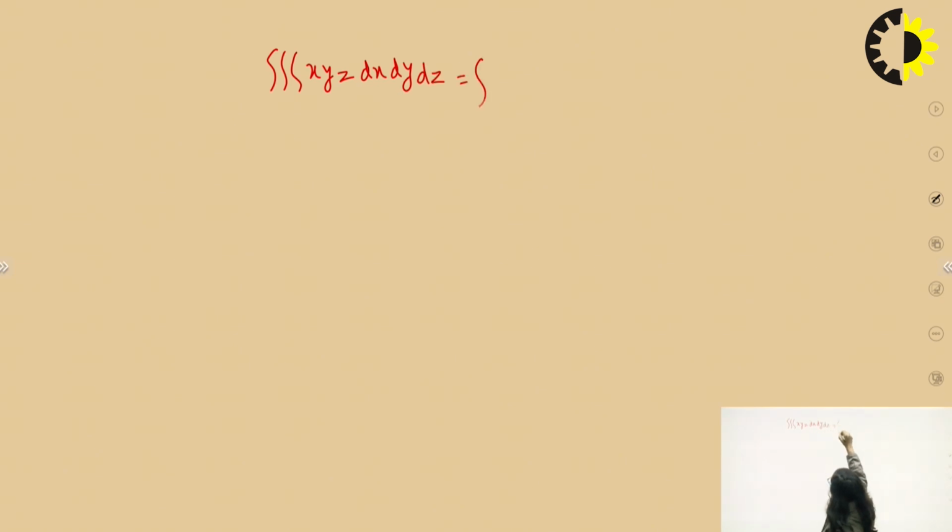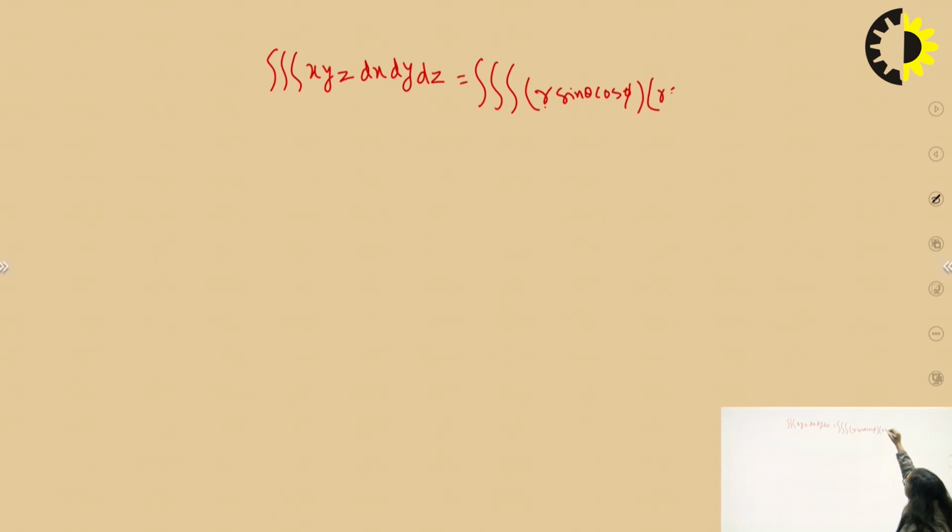Just make all the substitutions. So we have triple integration. X is nothing but r sin theta cos phi. The value y is r sin theta sin phi. And the value z is r cos theta. And dx dy dz I am writing over here as r square sin theta dr d theta d phi. And now we put the limits also in the next step.